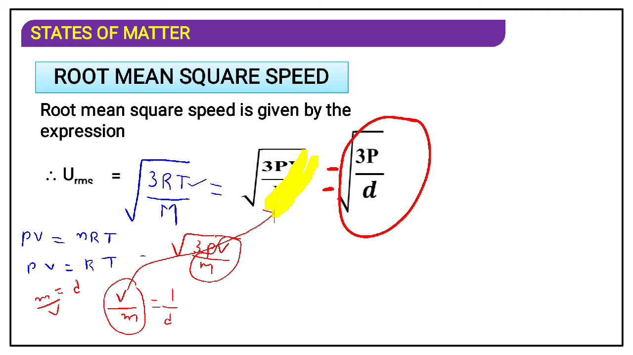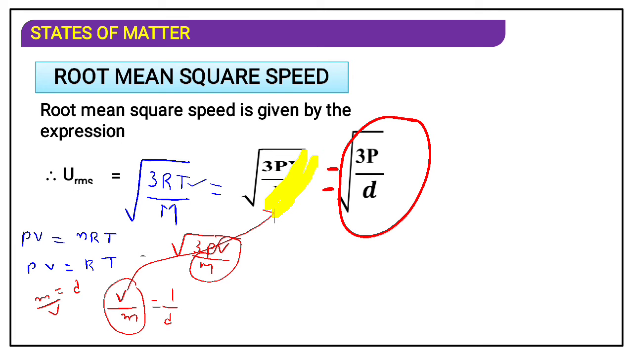Here is another very important thing: URMS is calculated by three formulas. One is the square root of 3RT by M. You know that PV is equal to RT. That's why in the place of RT we are substituting PV. Then V by M is equal to 1 by D. That's why we'll get the final expression like this.